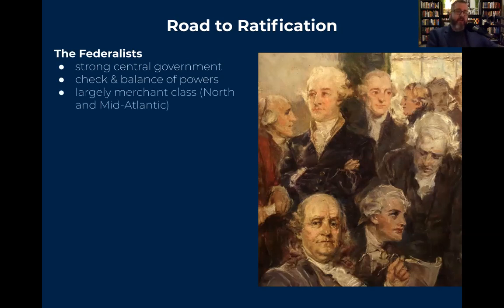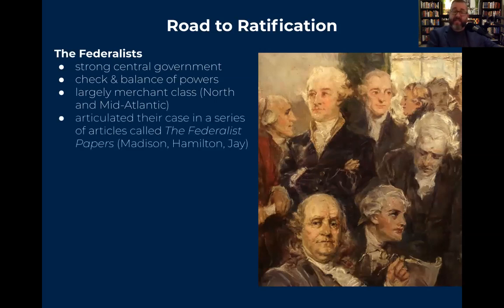And they're going to be a largely merchant class group of individuals, very educated. They're going to be your John Adamses of the Northeast, the merchant classes in New York, particularly in the North and the Mid-Atlantic. They're going to articulate their case in a number of articles that are going to be released systematically over the course of the ratification debates of the Constitution, really persuading the American people that what they're doing is right. You have to, again, go back to the context of these people.